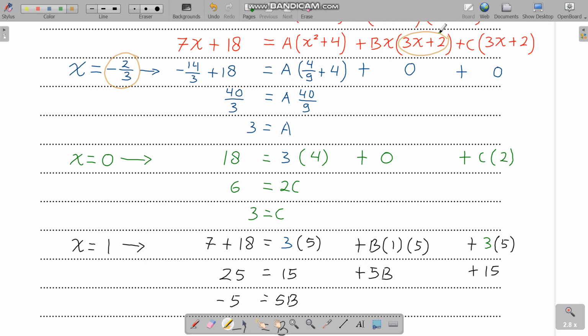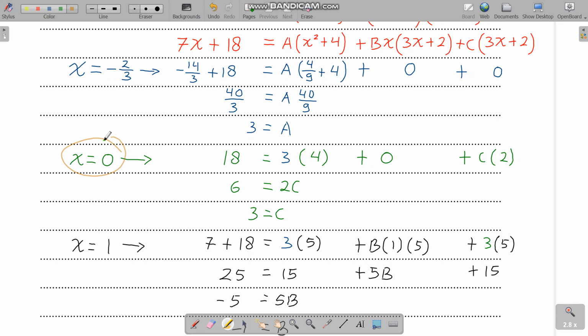In case you're wondering how we find minus 2 over 3, that's by solving 3x plus 2 equals 0. So we get x equals minus 2/3. After we plug in, we use a calculator. On the left you're gonna get this, on the right you're gonna get this, and then you can just multiply both sides by 9 over 40 and you get 3 on the left.